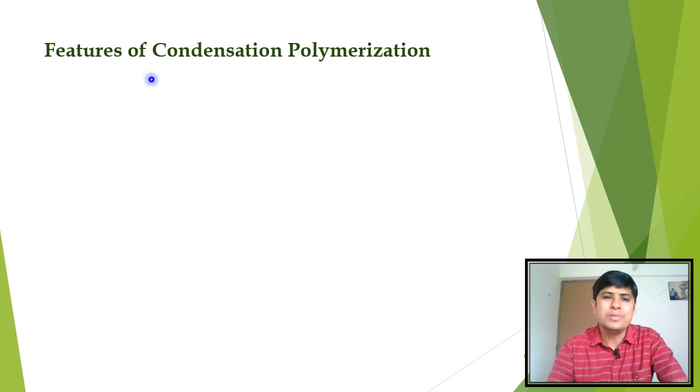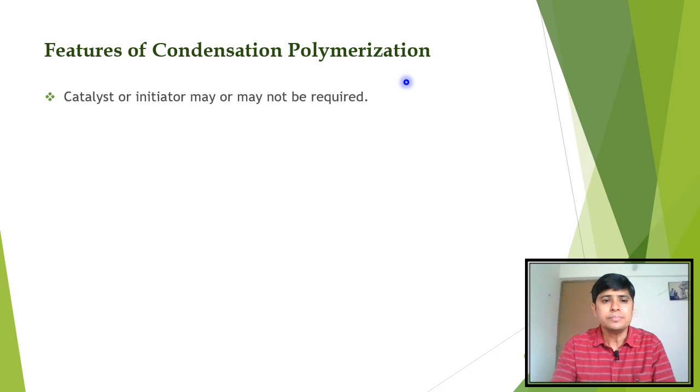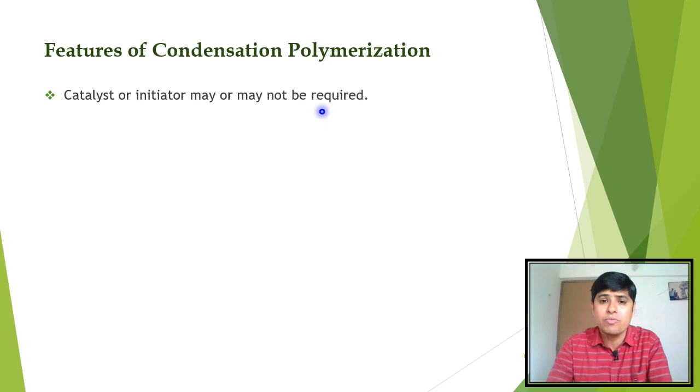Now let us see features of condensation polymerization. What are the features of condensation polymerization? How is this condensation polymerization taking place and what are the requirements for this condensation polymer? This is what we have to see here. Catalyst or initiator may or may not be required. Okay, that means to initiate the chain, to activate the monomer, we will require either a catalyst or an initiator. So this catalyst or initiator may or may not be required in condensation polymerization.